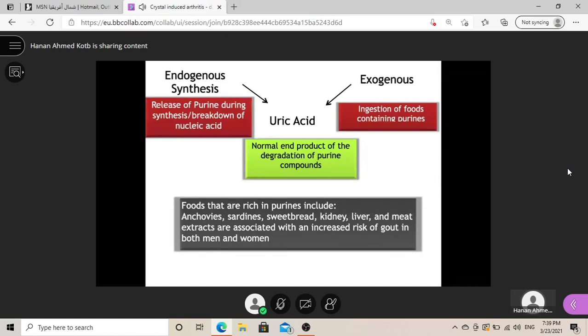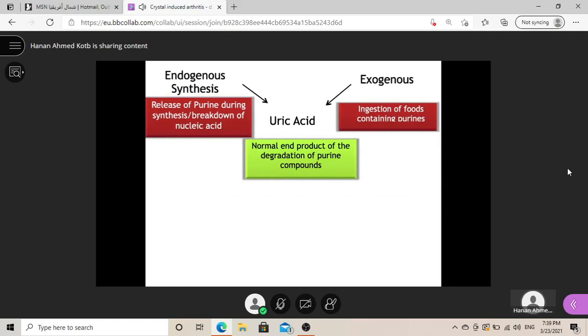fish, especially dark fish. Sweetbread, which is the neck glands, thymus, lymph nodes, pancreas, the kidney, the liver. Meat extracts, which are of course hamburgers and sausages. All these are associated with an increased risk of gout in both men and women, and that's why it's important to look at the type of foods that could precipitate a gouty attack.